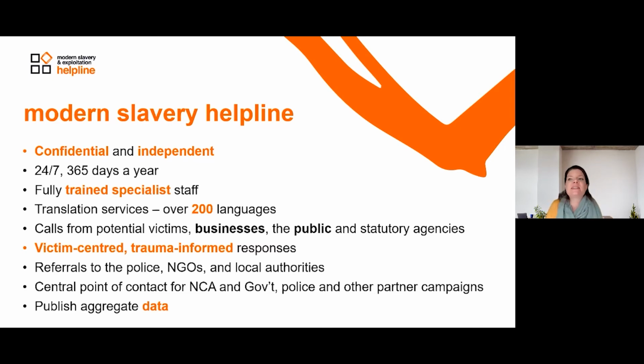So they might have visited a takeaway and they thought that the person wasn't being treated properly, and then they noticed perhaps that they were sleeping on site, and that would be really key information to pass on. Or they've talked to someone who's disclosed.